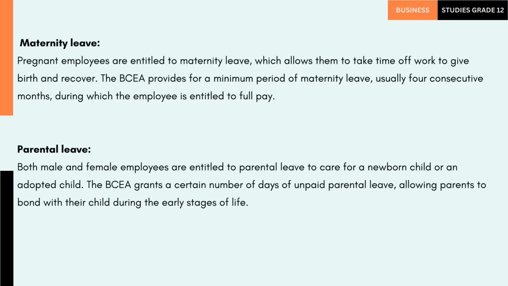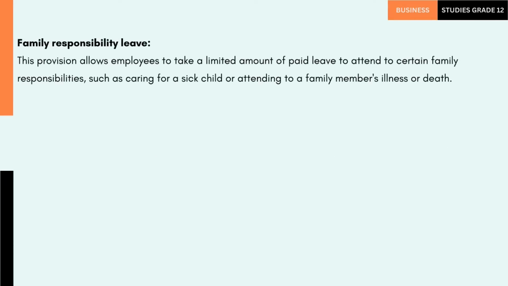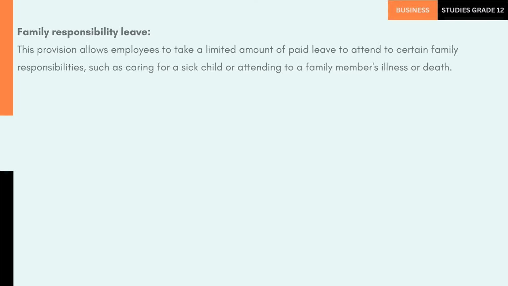4. Parental leave. Both male and female employees are entitled to parental leave to care for a newborn child or an adopted child. The BCEA grants a certain number of days of unpaid parental leave, allowing parents to bond with their child during the early stages of life. 5. Family responsibility leave. This provision allows employees to take a limited amount of paid leave to attend to certain family responsibilities, such as caring for a sick child or attending to a family member's illness or death.